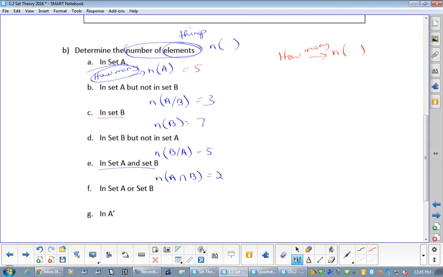Okay, now what does F ask for? N, yeah, so that is A union B. So how many are in A or B? We got 2? Well, how many? It's 10.